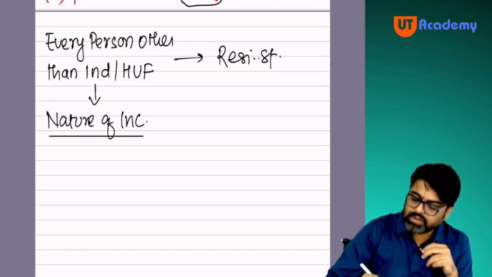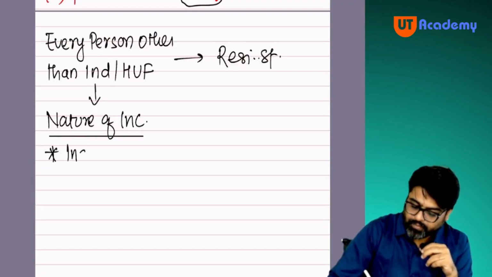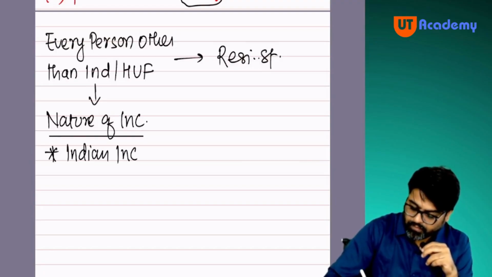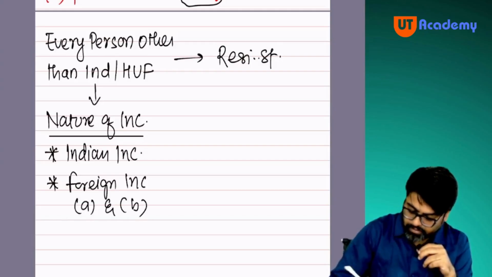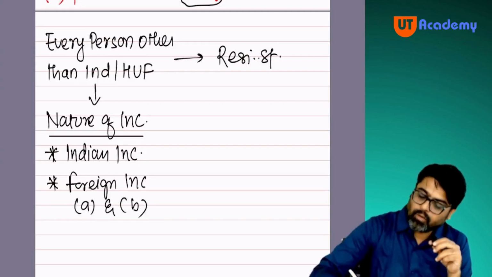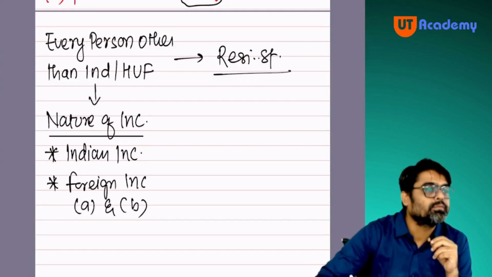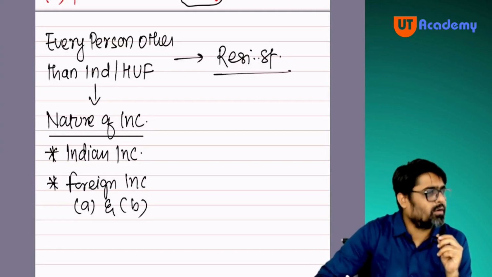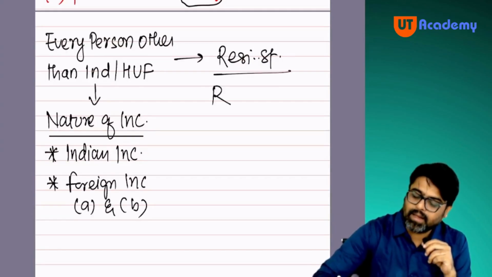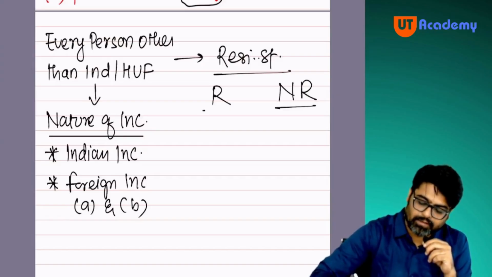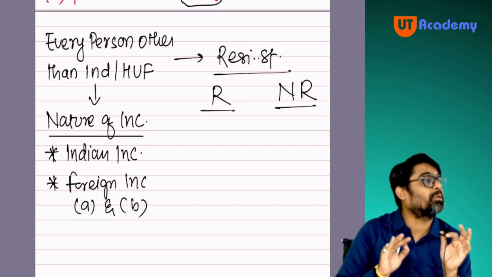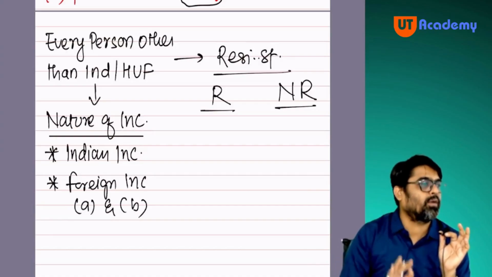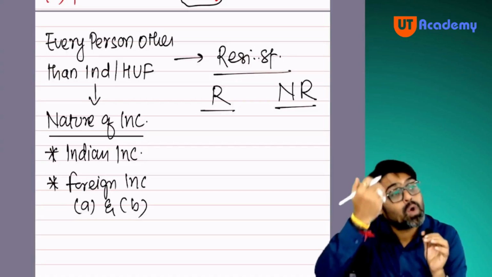See, the income which they are earning can be Indian income or it can be foreign income, A as well as B. Yes or no? And what can be their residential status, guys? ROR, RNOR? No. They will either be R or they will be NR. That's it. For them, there is no concept of resident but not ordinary resident. Once they are resident, by default, they are ordinary resident.